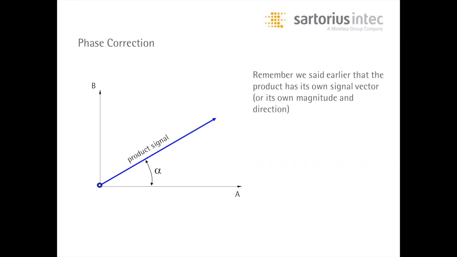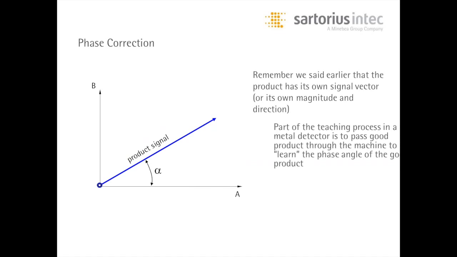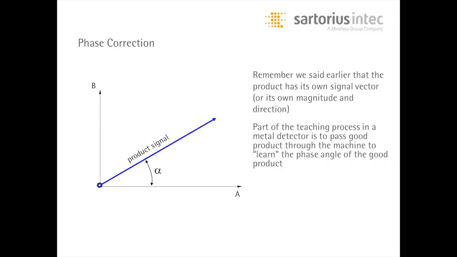So remember, we said earlier that the product has its own signal vector, or its own magnitude and direction. Part of the teaching process in a good, modern metal detector is to pass your good, clean product, known to have no metal in it, through the metal detector several times. Every manufacturer has a different process, but basically they're all doing the same thing. You need to learn what a good product signal looks like.